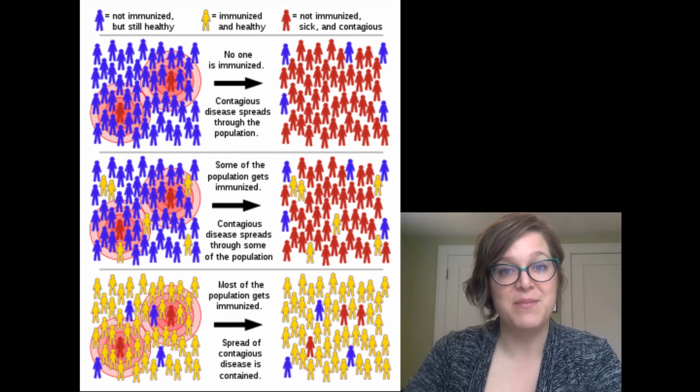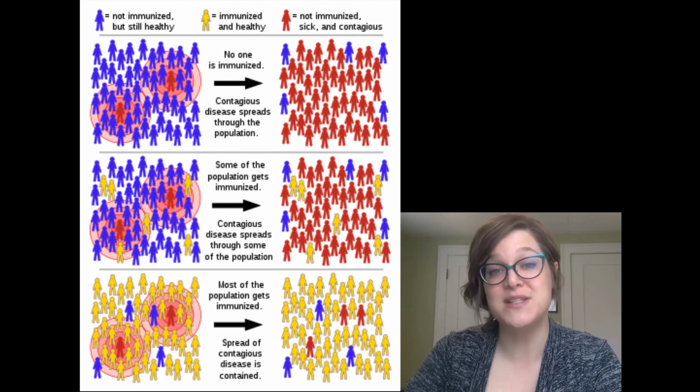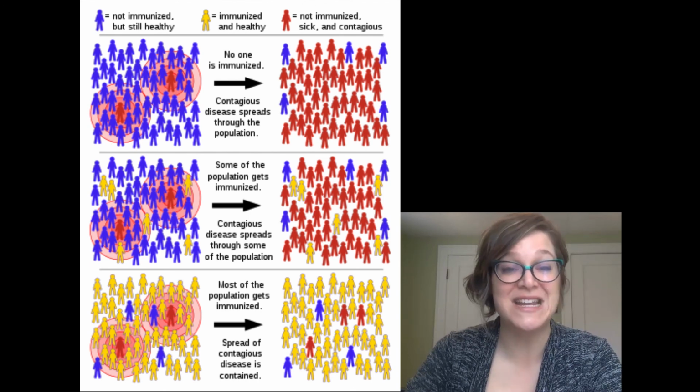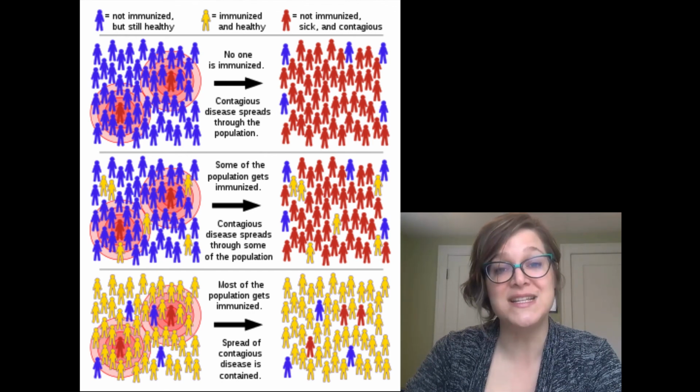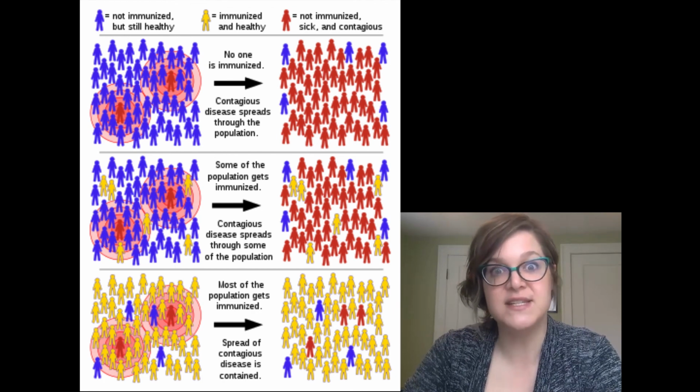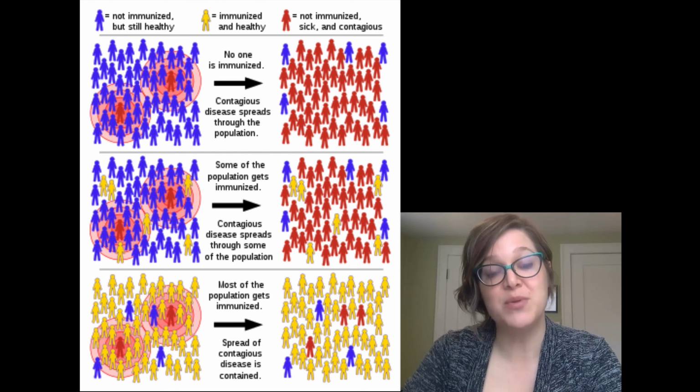And by making a certain portion of the population immune, and it would probably surprise you, but usually at least 85% of the population has to be immune, then we insulate the people who can get the disease. Maybe the vaccine didn't work on them for whatever reason. We insulate them from the people who are actually sick. And that's why it's called herd immunity.